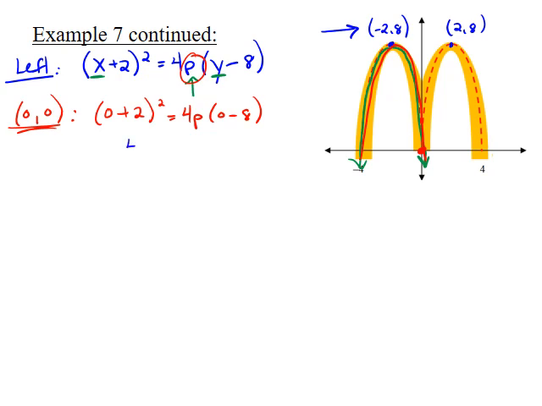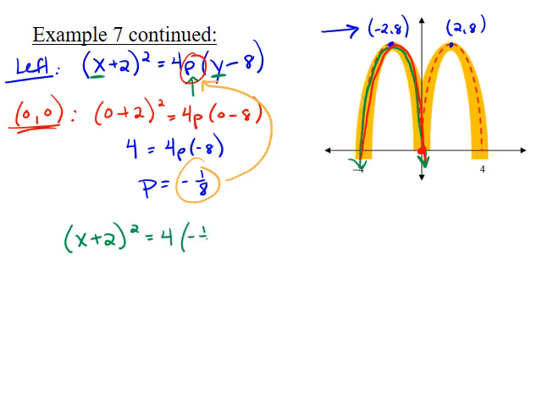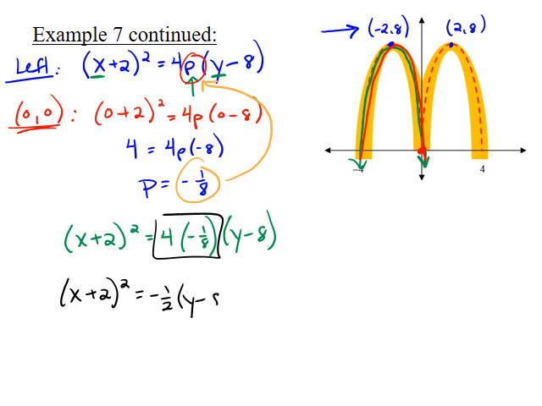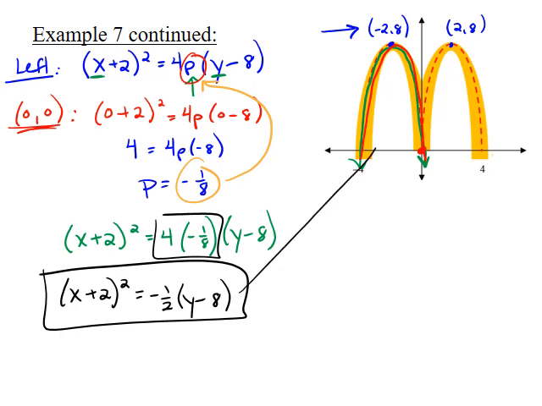If I plug that in, I have 0 plus 2 squared is equal to 4p times 0 minus 8. So simplifying this, I get 4 is equal to 4p times negative 8. Doing a little bit of math and getting p by itself, I find that p is negative 1/8. And that p should be negative because this graph is opening downward. So now all I need to do is plug this in here. My equation is now x plus 2 quantity squared is equal to 4 times negative 1/8 times y minus 8. And as long as I simplify this, my equation is done. So the equation of the left portion is x plus 2 quantity squared is equal to negative 1/2 times y minus 8. Here is the equation of the left parabola.